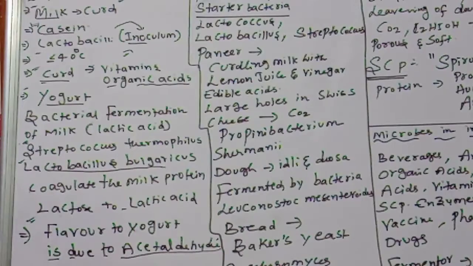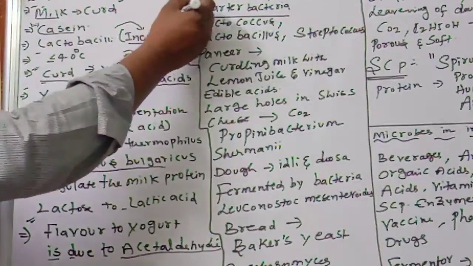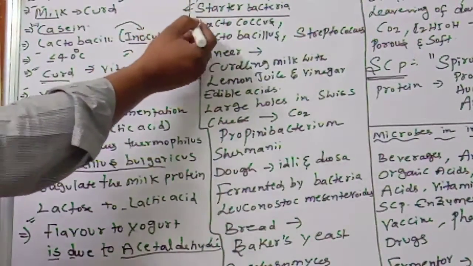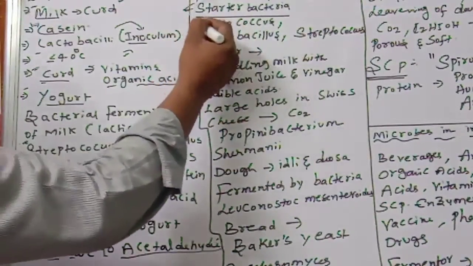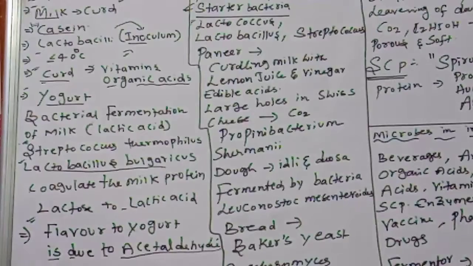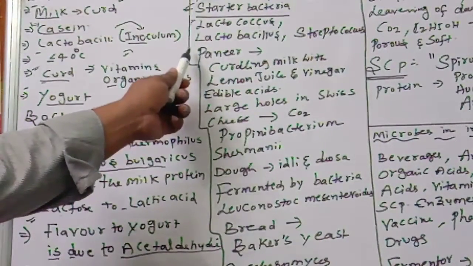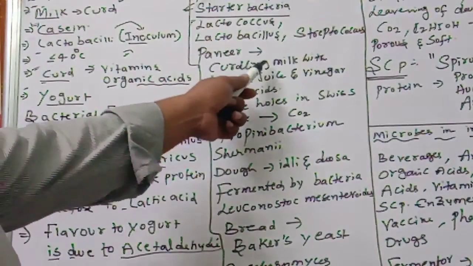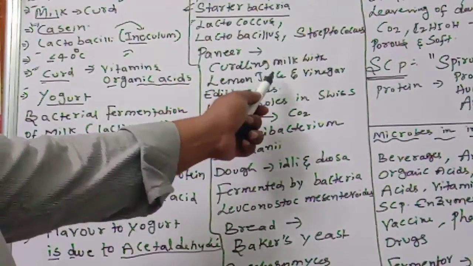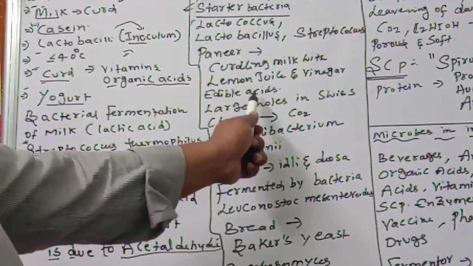There will be starter bacteria in the making of cheese. The starter bacteria are Lactococcus, Lactobacillus, and Streptococcus. And paneer. The next important milk product is paneer. Paneer is also made by curdling milk with lemon juice and vinegar, which are edible acids.